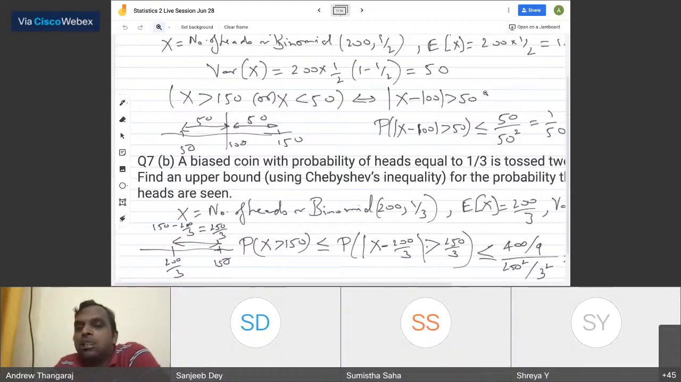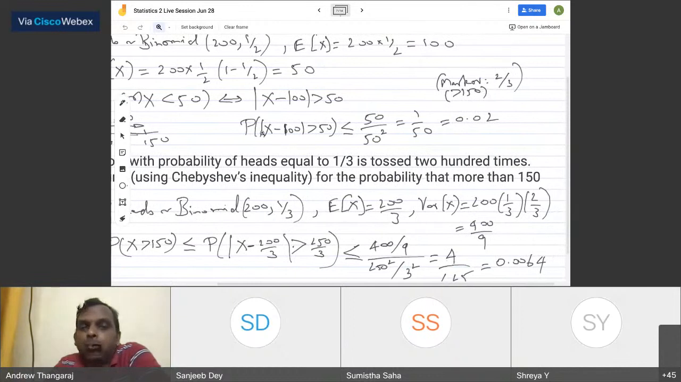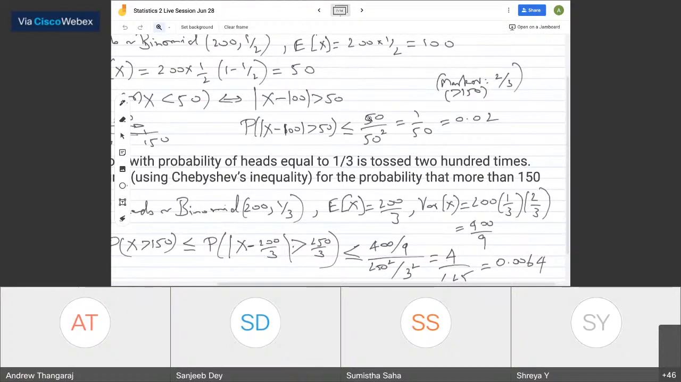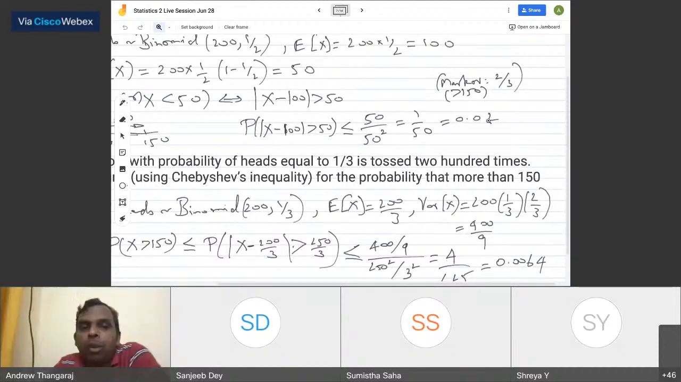Once you identify this, the Chebyshev inequality is direct. The probability of the absolute value of x minus 100 being greater than 50 is less than or equal to the variance of x, which is 50, divided by 50 squared. So it's 1 by 50, 0.02. Compare with the Markov inequality bound. We did the same problem in Markov, and you got 2 by 3. Look at how big the Markov number is and how small the Chebyshev number became. So Chebyshev has worked much better than Markov. In fact, the actual probability is much, much smaller than this, but still Chebyshev is a little bit better than Markov.